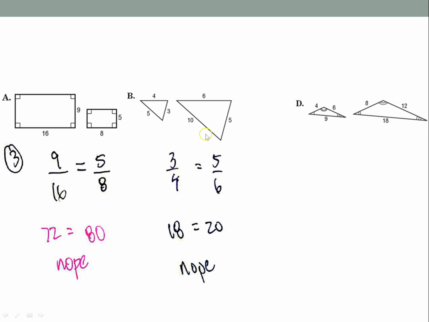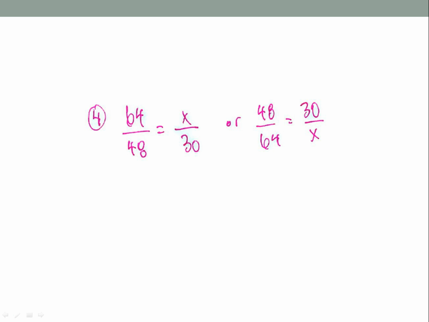D, in the same way as answer choice B, I will pick two of these sides. So I went ahead and picked 4 and 9, and the corresponding parts are 8 and 18. So when I take a look at this and I do the math, 9 times 8 is 72, 18 times 4 is 72. So yes, D is similar. All right, so moving right along.